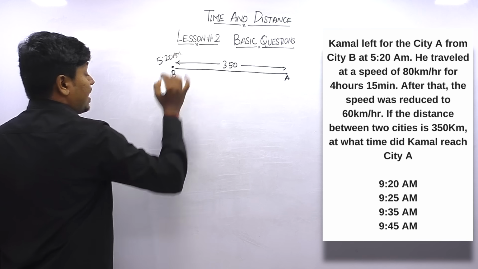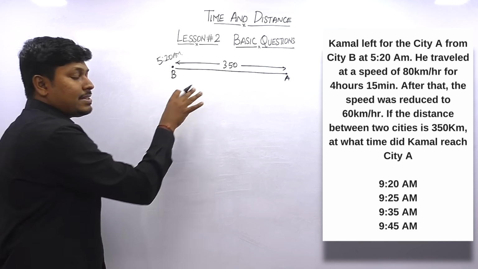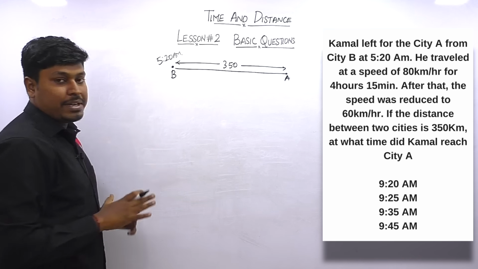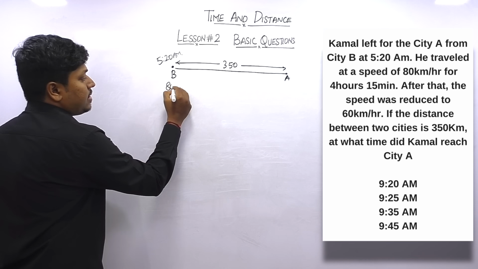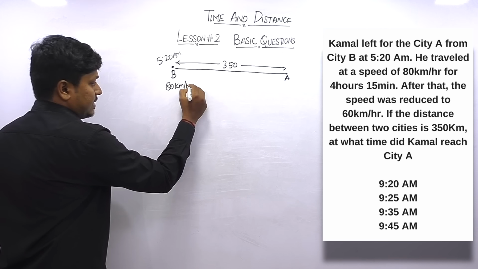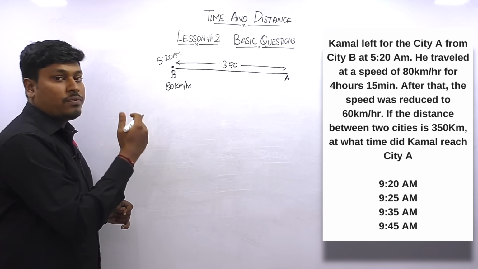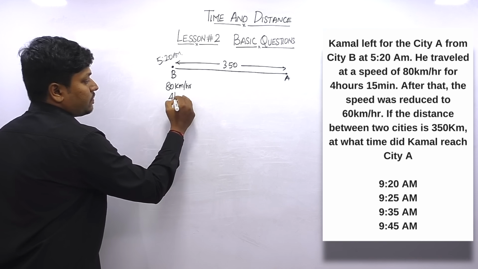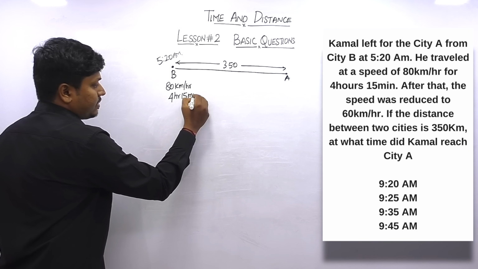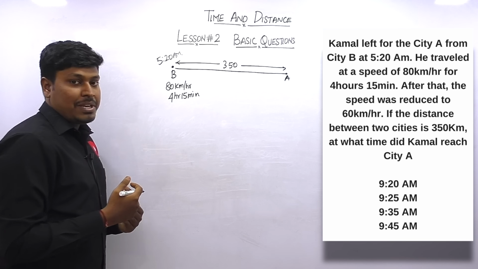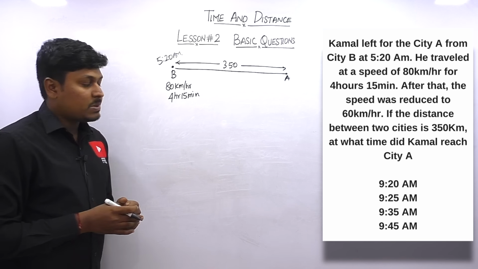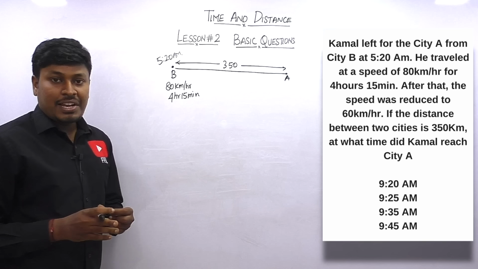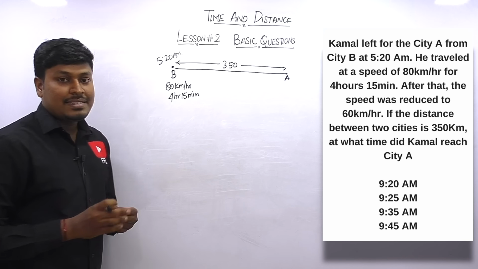Another thing they have given: initially he is running at a speed of 80 km per hour, right? So 80 km per hour. At the same speed, he is traveling for 4 hours 15 minutes. So 4 hours 15 minutes. And after this time, he reduced the speed to 60 kilometers per hour. So if we travel like this, our target is to find at what time he will reach city A.